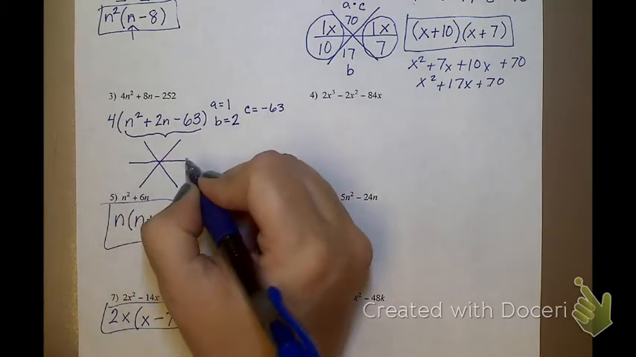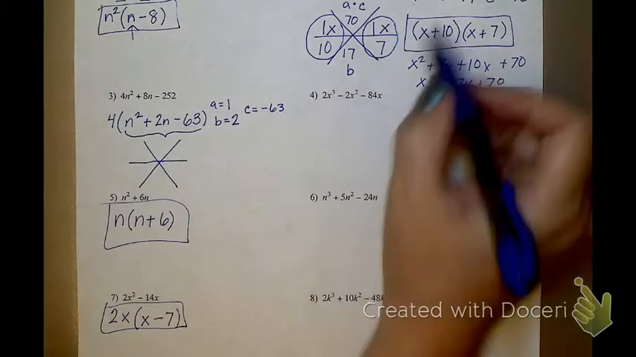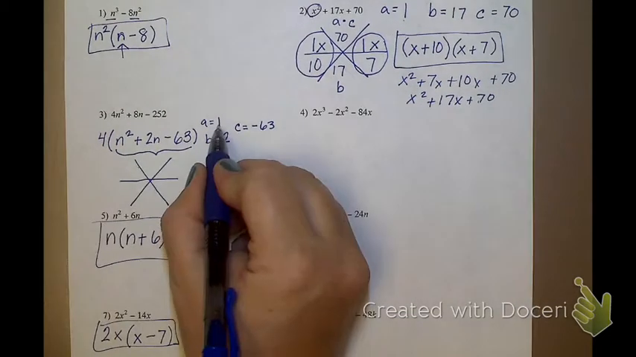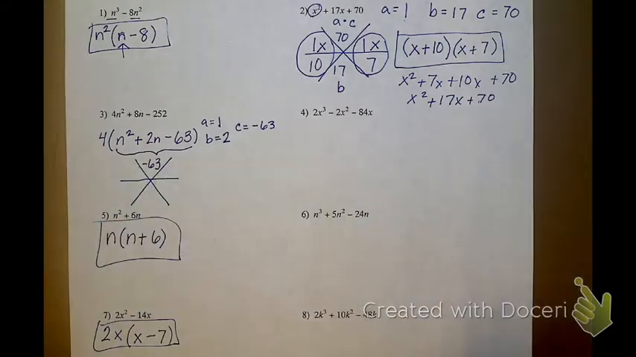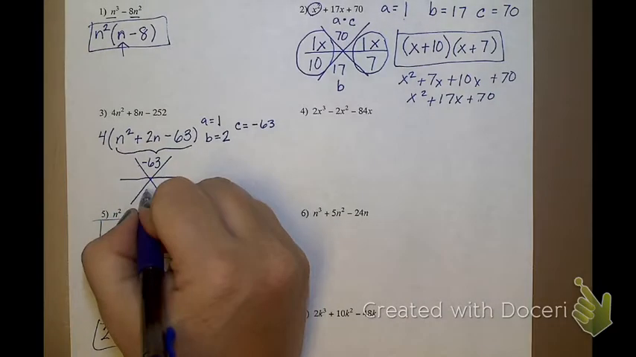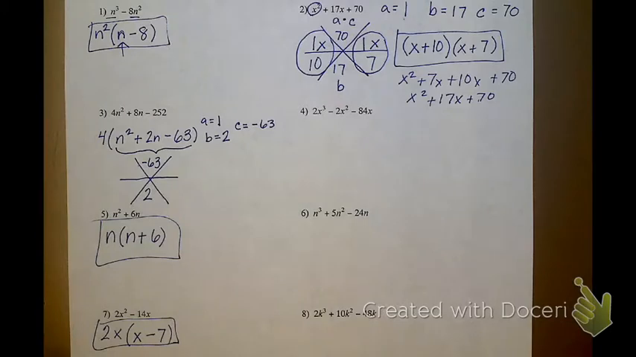What goes on the top? A times C. So 1 times negative 63 is negative 63. On the bottom, I put 2. Now comes the tricky part. I need two numbers that multiply to get negative 63, but add to get positive 2.